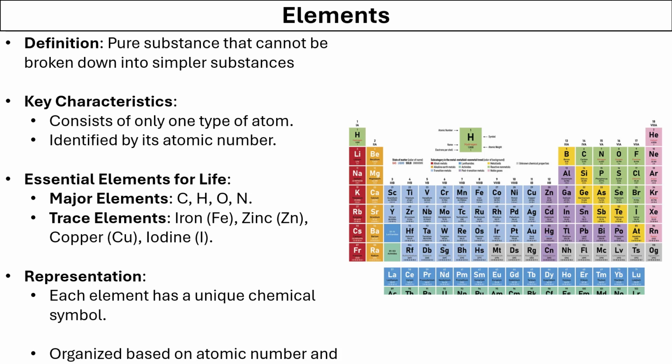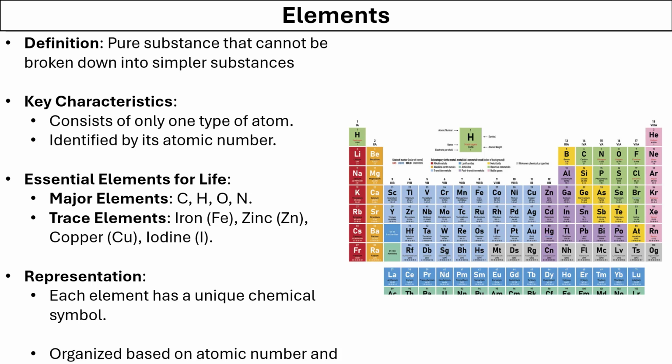Majorly carbon, hydrogen, oxygen, nitrogen make the bulk of living system. 95 to 96% of living organisms are made up of these four elements. But then there are other elements which are trace elements which are also very important. For example, iron, zinc, copper, iodine. All these also play a very crucial role in the functioning of human body or other living systems.